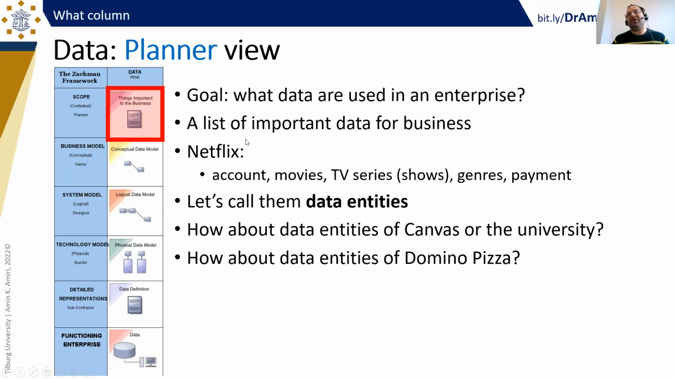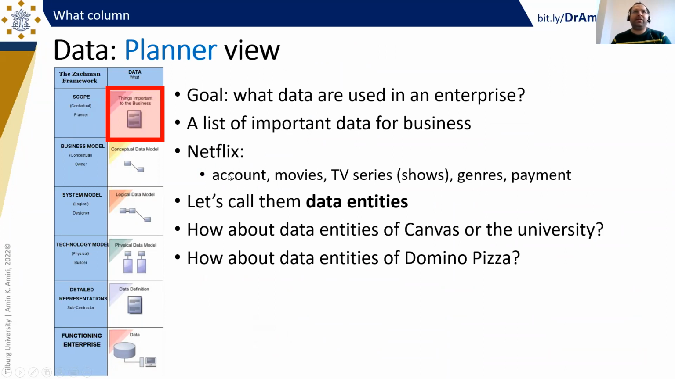So this is what we just learned about this perspective. Let's take a look at the perspective of the deans of the schools, the boards, the chief executives. Here, Zachman says that you just need to provide a list of important data for the business and for that perspective. What data are used in an enterprise? You need to provide an answer for that.